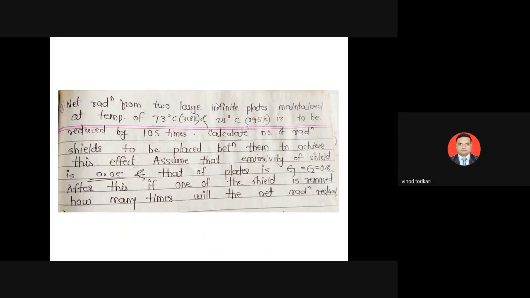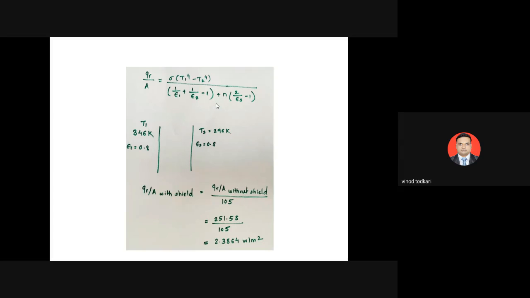So I will just revise what we have seen. We have seen the concept of surface resistance. We have seen the concept of shape resistance. What is surface resistance? It is the resistance offered at the surface to the flow of heat for emission or absorption of radiant energy. It is 1 minus emissivity upon area into emissivity, right? Then we have seen the concept of shape resistance.